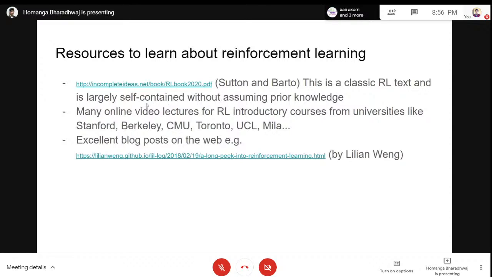And if you don't have that much time to read the book, there are many online video lectures for reinforcement learning, introductory courses from all the top universities in the world. And there are also some excellent blog posts. For example, this is a blog post by Lilian Weng at OpenAI, which provides very good intuitions and summarizes all the current algorithms for reinforcement learning.